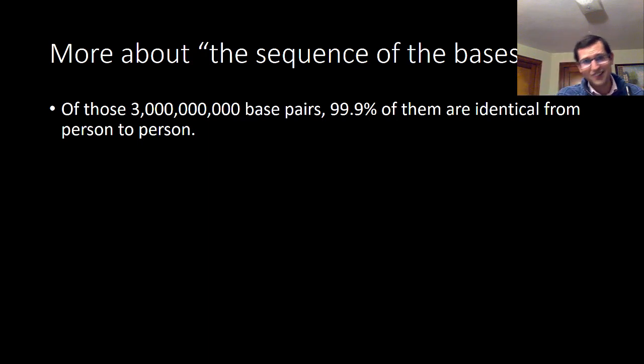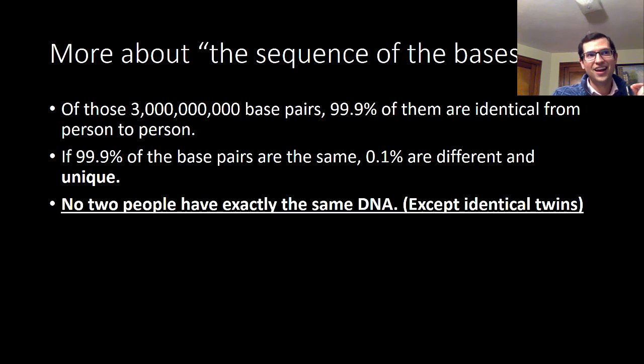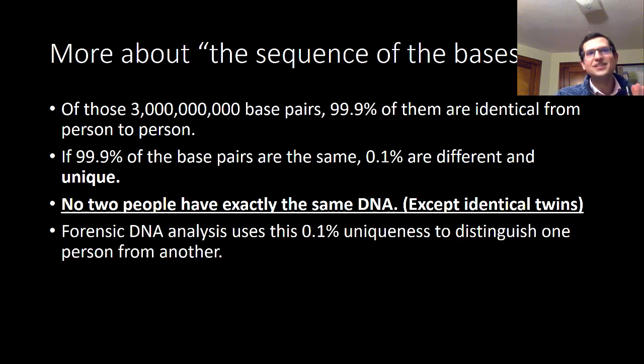So we're almost identical. But if 99% of our base pairs are the same, that means 0.1% are different and unique. In fact, no two people have exactly the same DNA, with the exception of identical twins. Forensic DNA analysis uses this 0.1% uniqueness to distinguish one person from another.